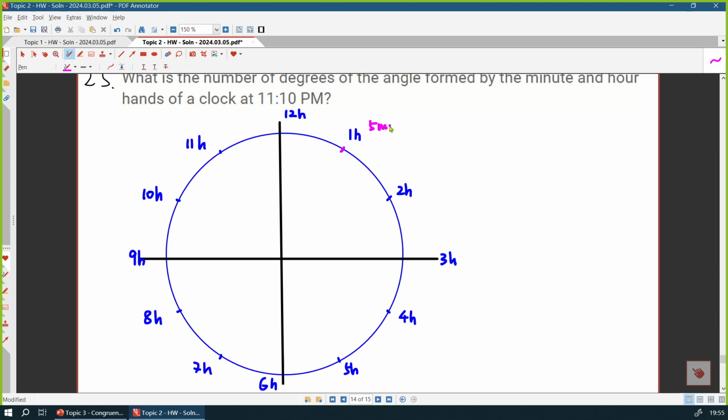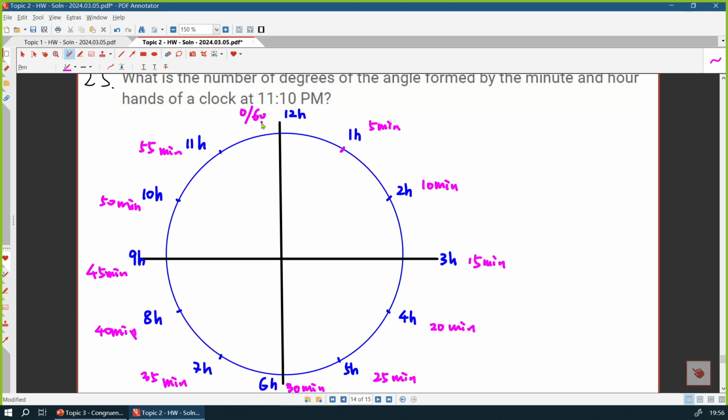But in terms of the minute hand, let's use another color. This is 5 minutes, right? And then 10 minutes, 15 minutes, then 20 minutes, 25, and then 30, 35, then 40 minutes, and then 45 minutes, 50 minutes, 55 minutes, and then we have 0 or 60 minutes here, right? And 0 or 12 hours here.